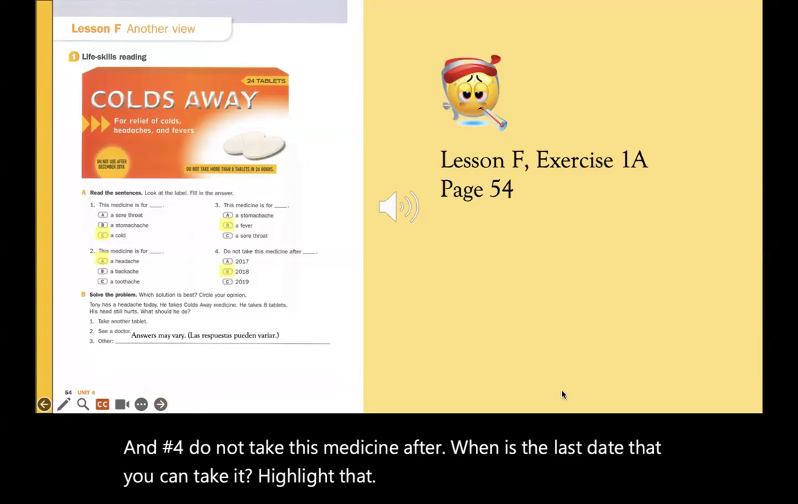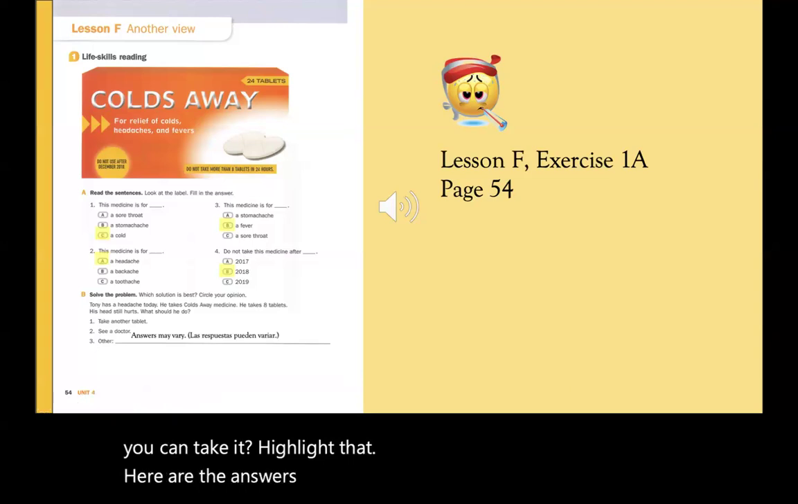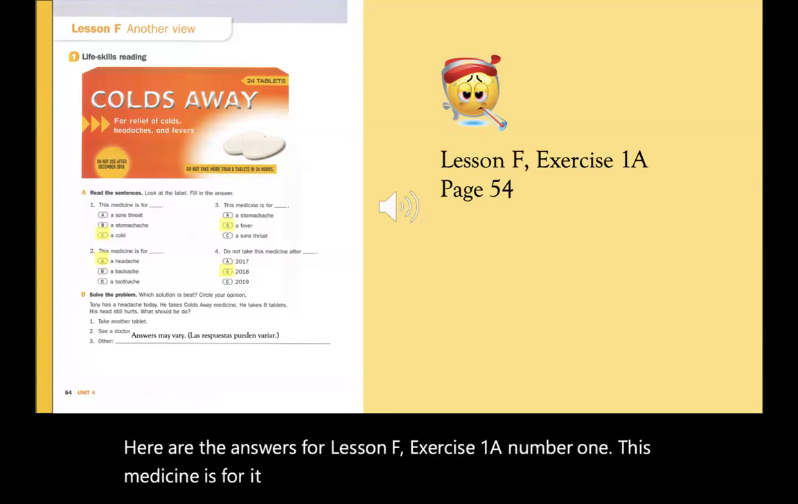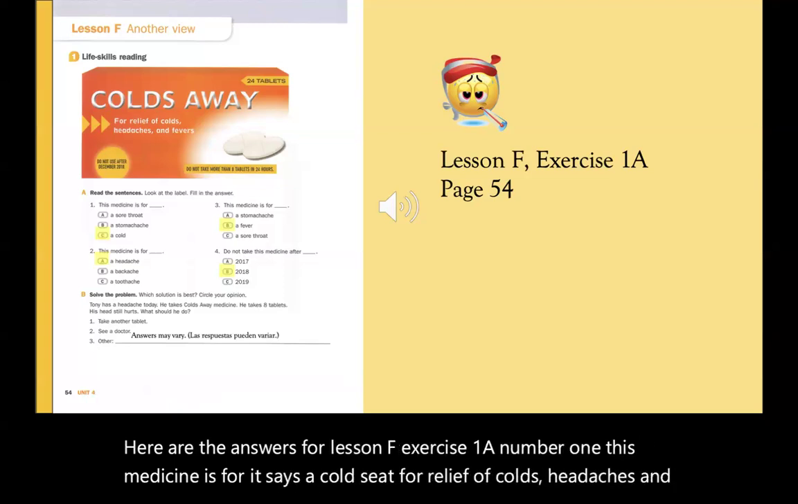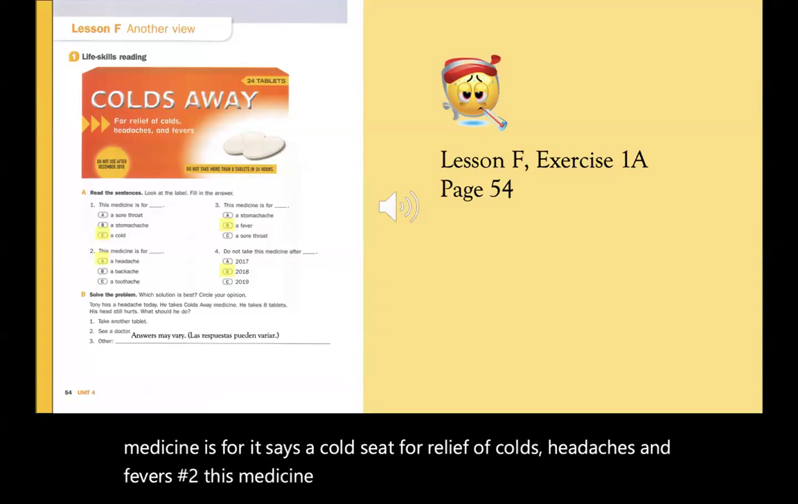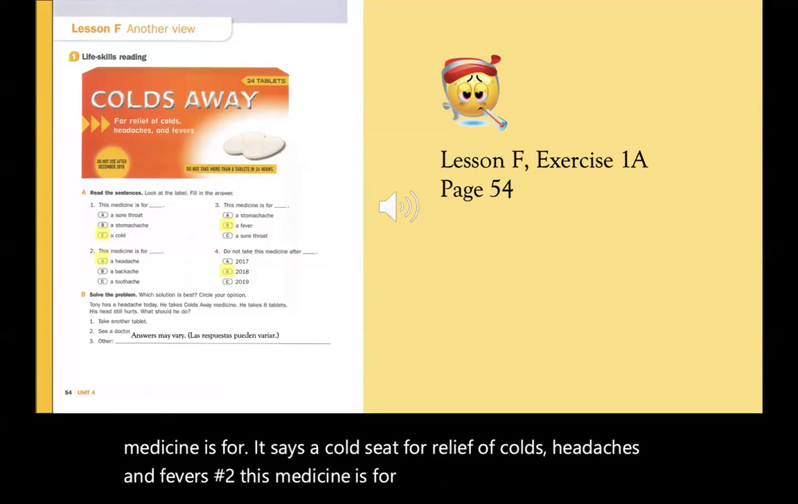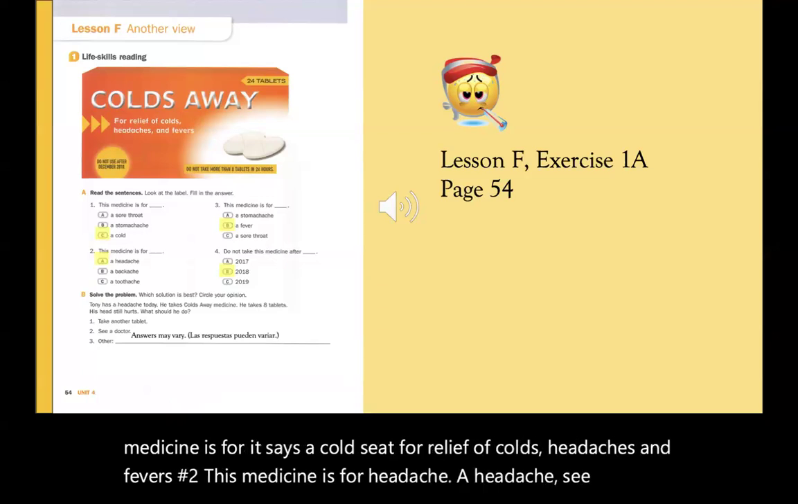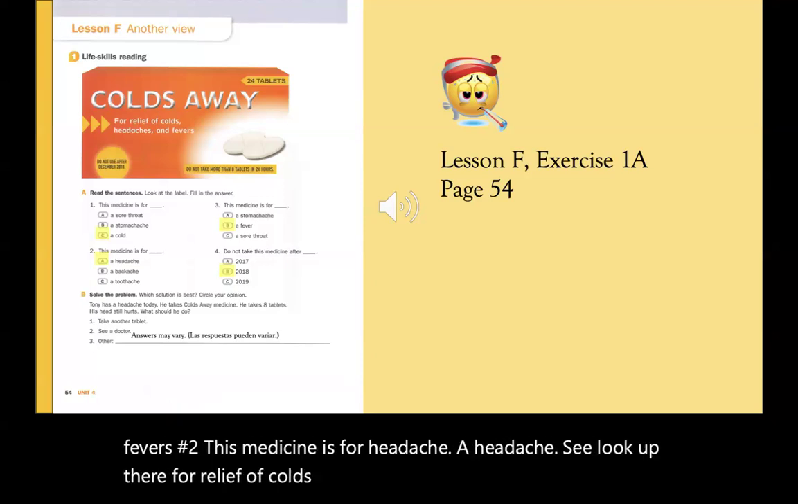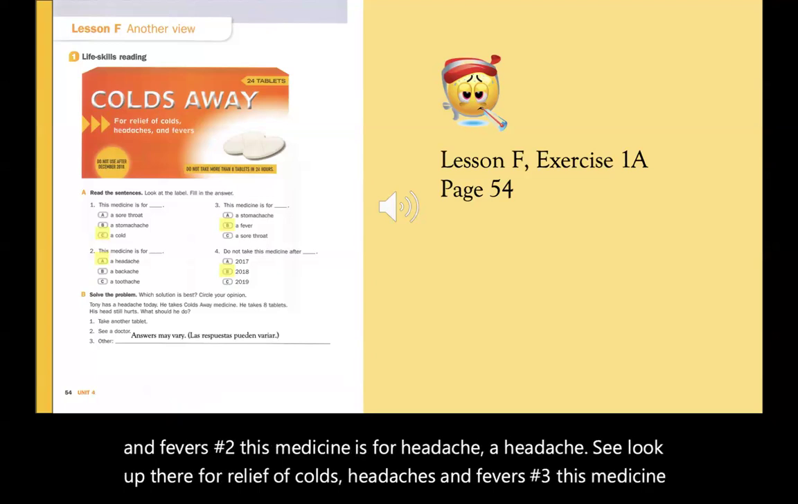Here are the answers for Lesson F, Exercise 1A. Number 1, this medicine is for a cold, see, for relief of colds, headaches, and fevers. Number 2, this medicine is for a headache, see, look up there, for relief of colds, headaches, and fevers. Number 3, this medicine is for a fever.